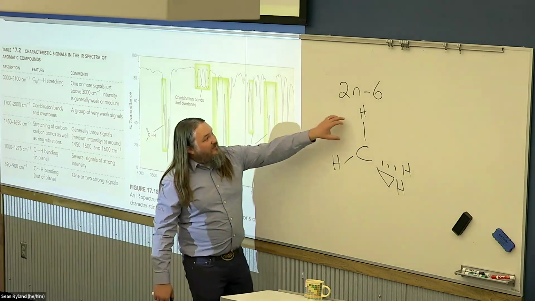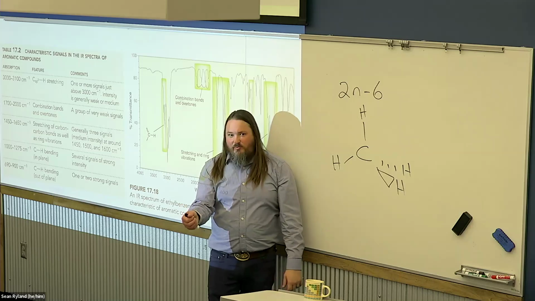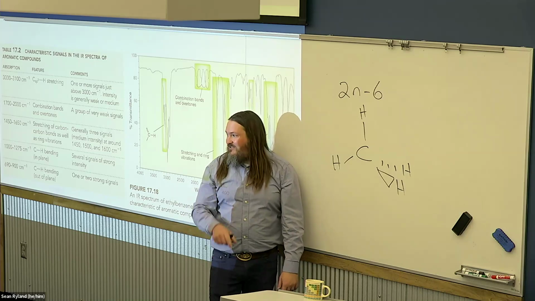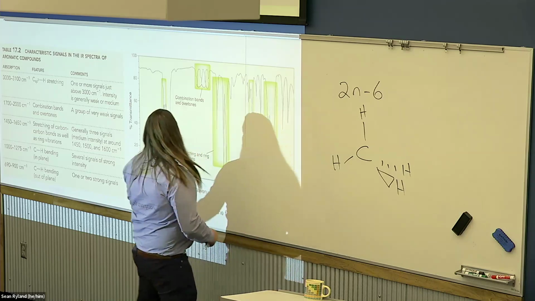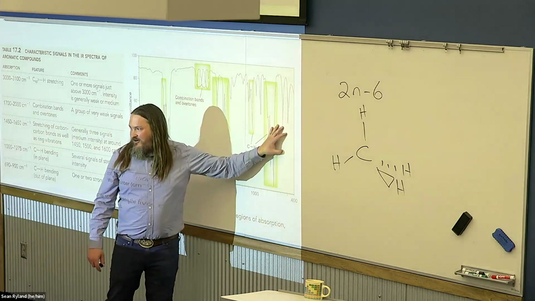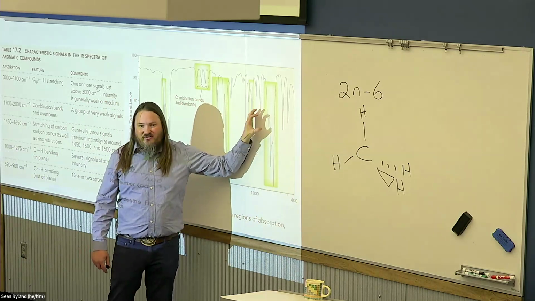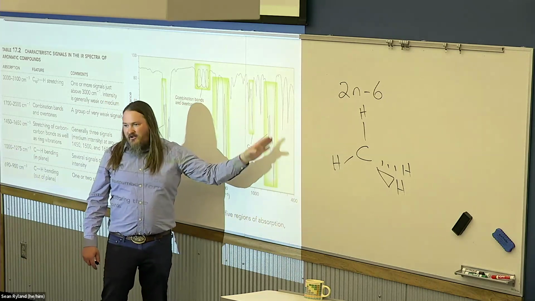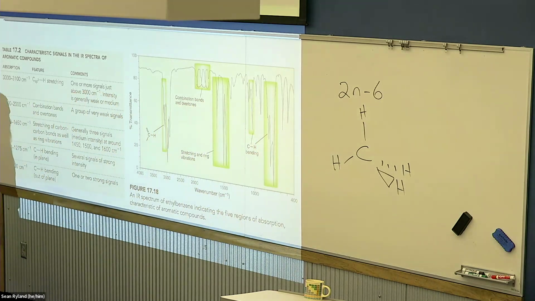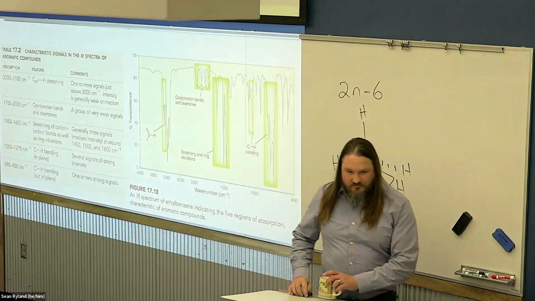But it takes a different amount of force. Picture actually taking one of those spring door stops and pulling it out. That takes a lot more force than flicking it sideways, right? So the stretches happen all the way up here, but the bending happens down here. And there's a lot of other bends that can happen that give you signals in the IR that are all right on top of each other. So that's why that lower wave number area is just messy.